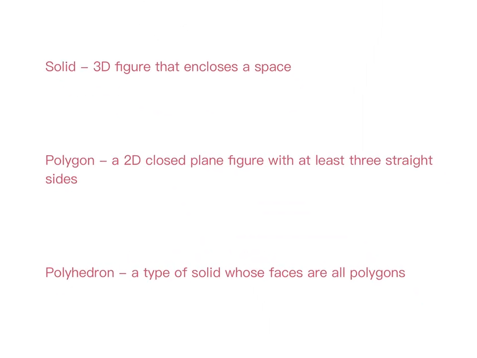Solid is a 3D figure that encloses a space. So 3D, what's that mean? Three-dimensional, okay? So something with height, with width, and with depth. Excuse my very quick drawing, but if that was a cube, then that would be a 3D figure. How about a cylinder? 3D figure. Pyramid. 3D figure. So a solid is a 3D figure that encloses a space. So those are all solids.